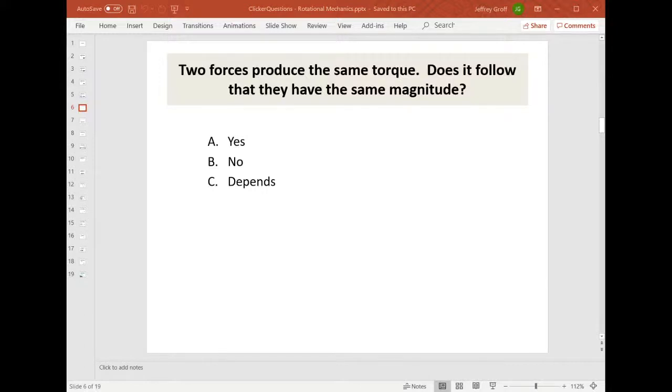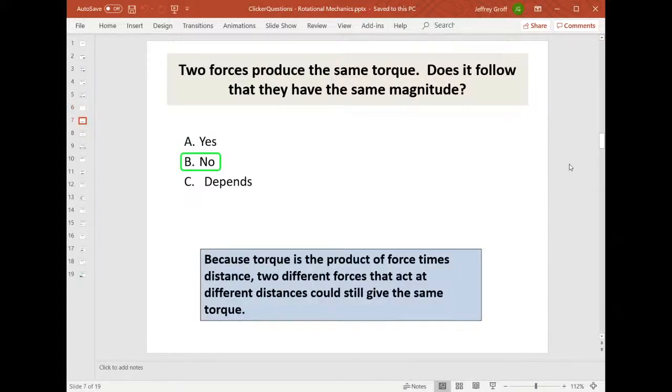Your tallies are coming in. Somebody voted for E. And I guess there's really 2 answers here. It's not worded the best. Here we go. No is probably the best answer, but I guess you could say it depends because torque depends on 2 factors.